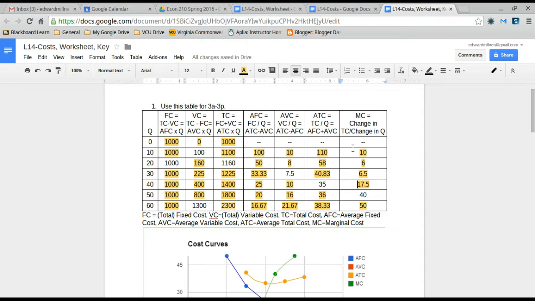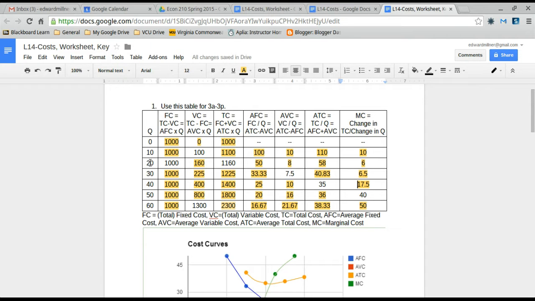Let's talk a little bit about marginal cost. The first marginal cost was a value of 10. We found that by taking the difference in total cost and dividing it by the difference in quantity. Total cost rose by 100, output rose by 10. 100 divided by 10 gives me marginal cost of 10. That tells me that as output rises from 0 to 10, each extra unit of output makes the cost of the firm rise by $10.